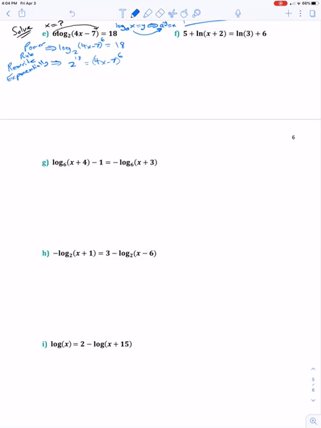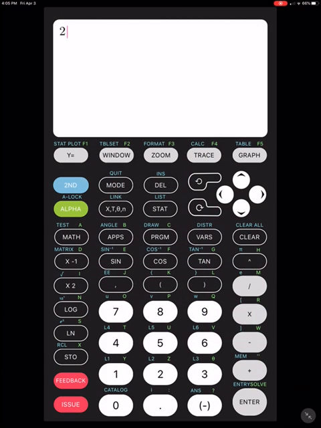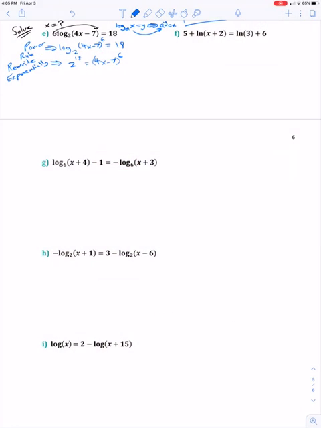So again, using our definition of a logarithm. Now, with that said, we've got a statement here that we can simplify. What is 2 to the 18th power? Let's look at our calculator. What's 2 to the 18th power give us? We get 262,144. So 262,144 equals (4x minus 7) raised to the 6th.